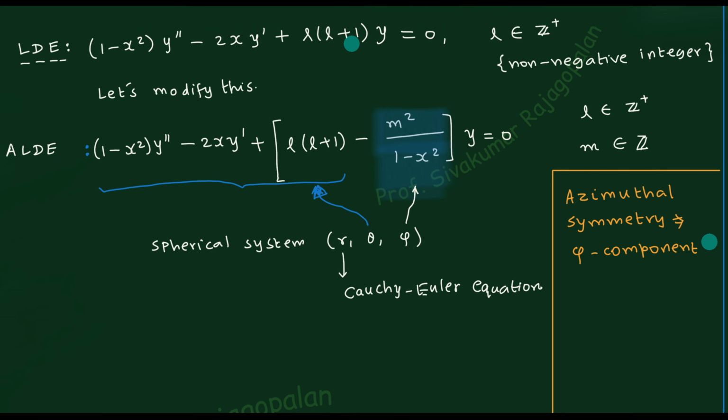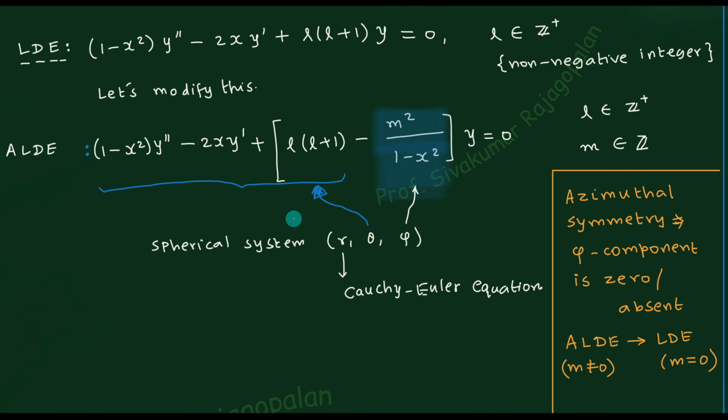That is what I am trying to say: that is azimuthal symmetry. Symmetry means something is going to be 0, or something is absent. If that happens, what will happen to the associated Legendre differential equation, ALD? It will become a simple Legendre differential equation. So the extra term that we have added tells you whether the symmetry is present or absent. If the symmetry is present, it is 0. If the symmetry is absent, it is not equal to 0.